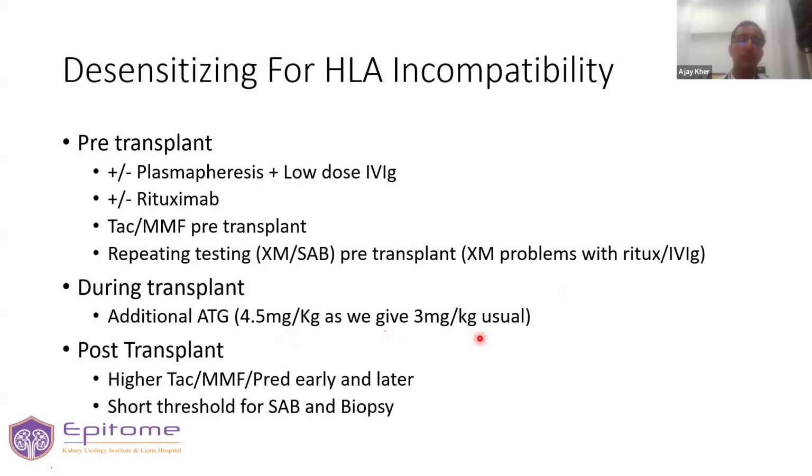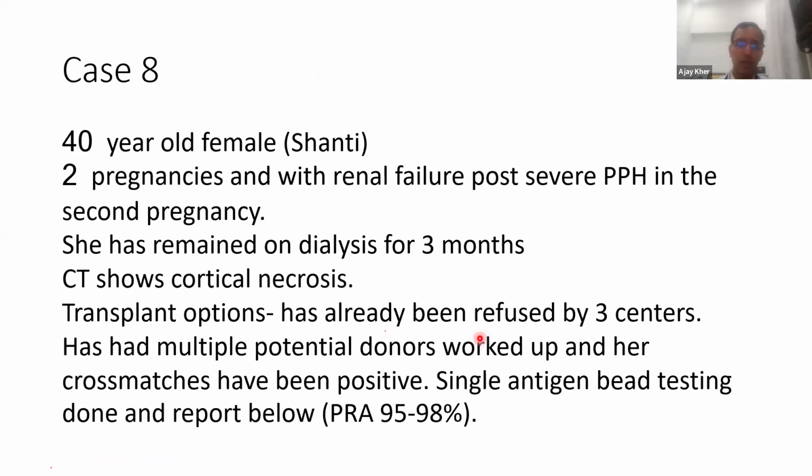And then post-transplant, very critical to make sure that you don't lower immunosuppression too much, neither early nor even 1 or 2 years or 5 years later, because this is someone who has preformed donor-specific antibodies, and having a short threshold for single antigen bead and biopsy.